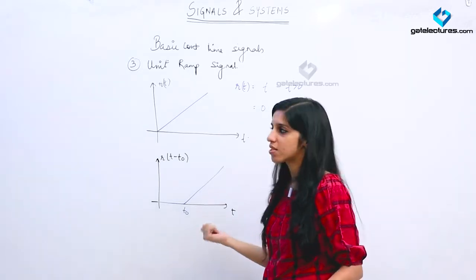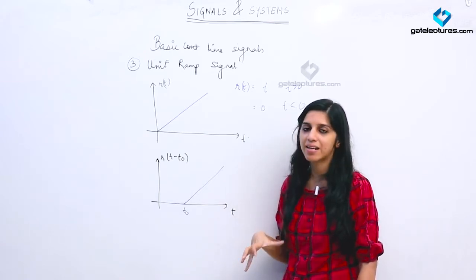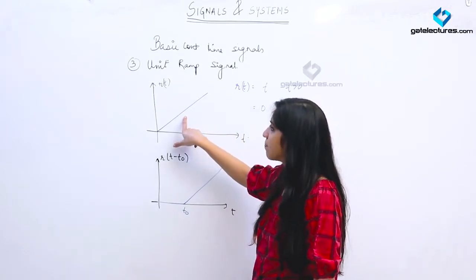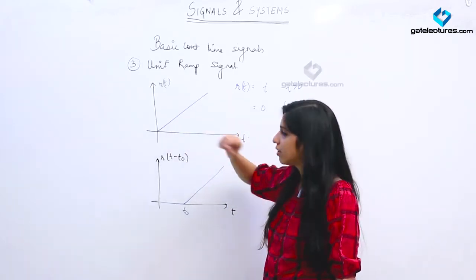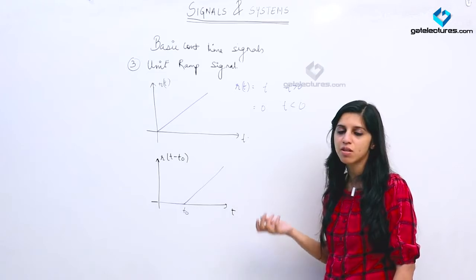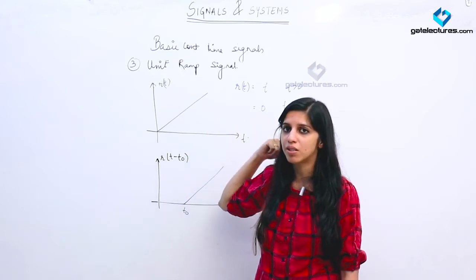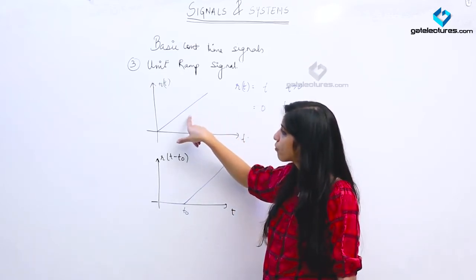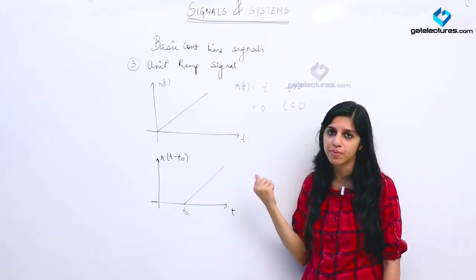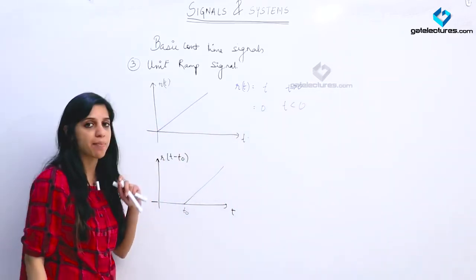Now the three signals that we have just studied, impulse, unit step and unit ramp, are all related to each other. How are they related? This ramp signal has a slope of unity, right? So when I differentiate this signal, and differentiating a signal means obtaining its slope, I am going to get a unit step signal. Why? Because the slope of this line is unity. So when you differentiate a ramp signal, you get a step signal, and vice versa. When you integrate a step signal, you get a ramp signal.